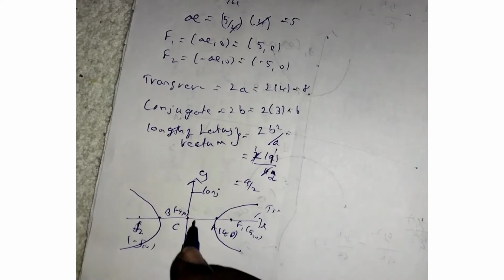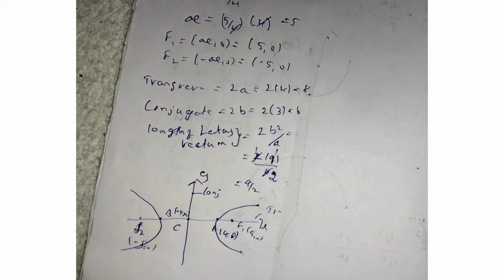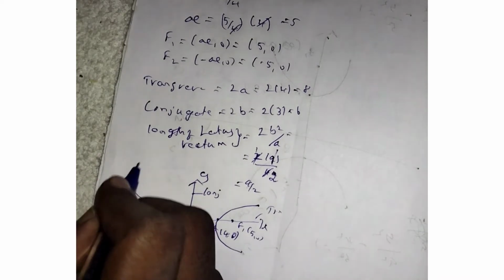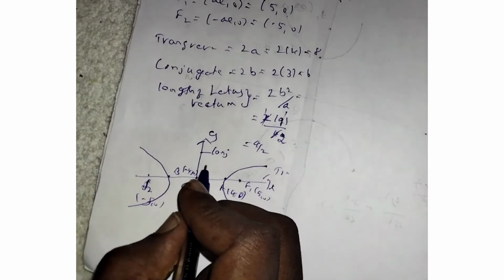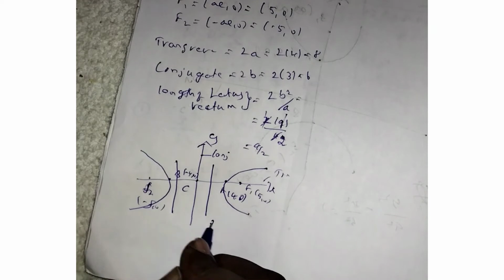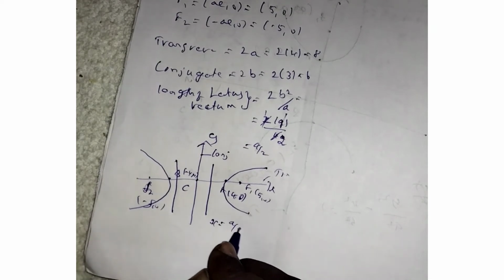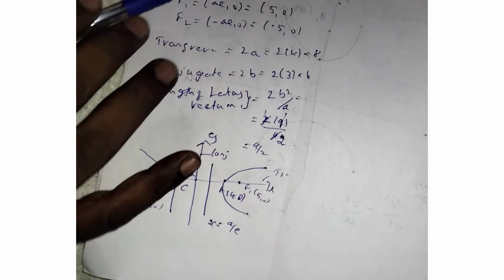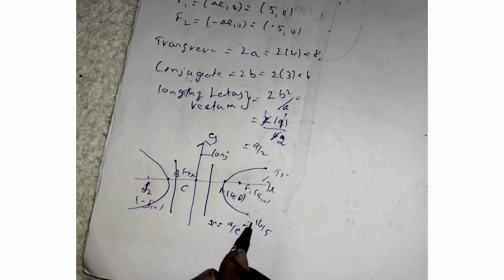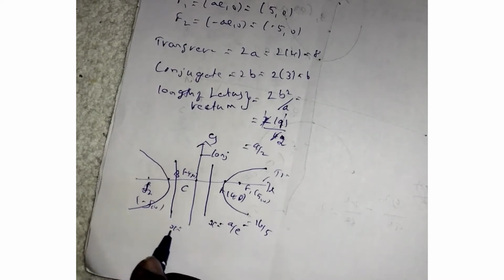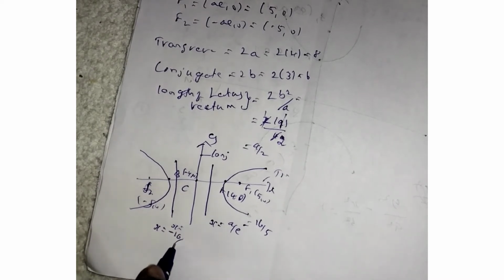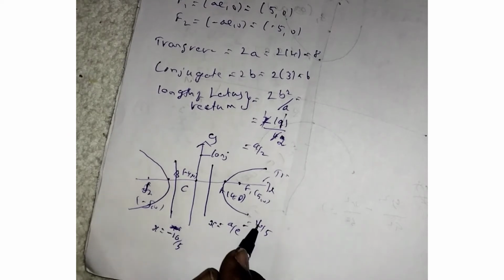Suppose they ask to find the directrix, you can also find and draw it. I didn't ask for the directrix here, but if they ask, you have to find the equation of the directrix also: x equals a by e. We know the a value and the e value, substitute there, and it becomes 16 by 5. So the directrices are x equals 16 by 5 and x equals minus 16 by 5.